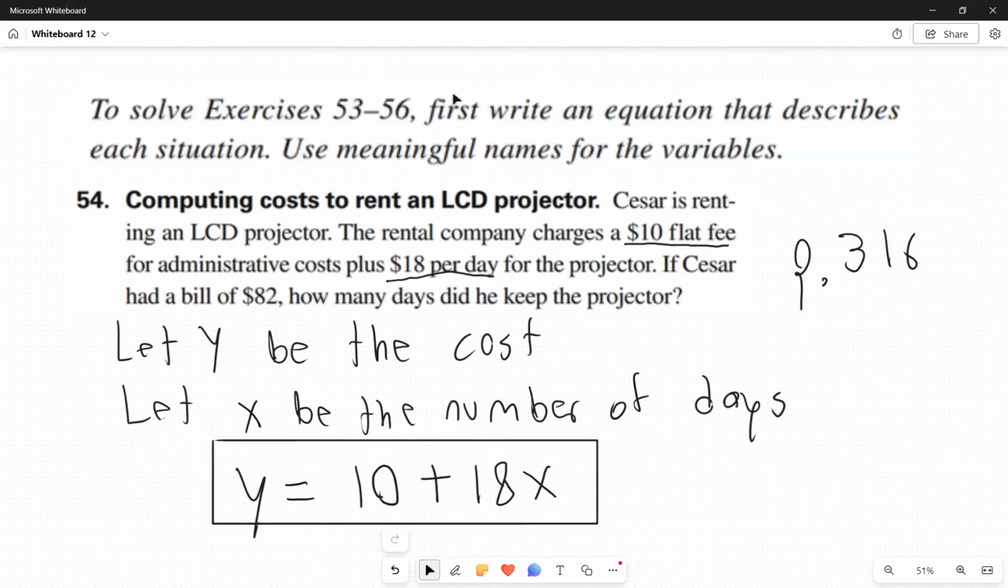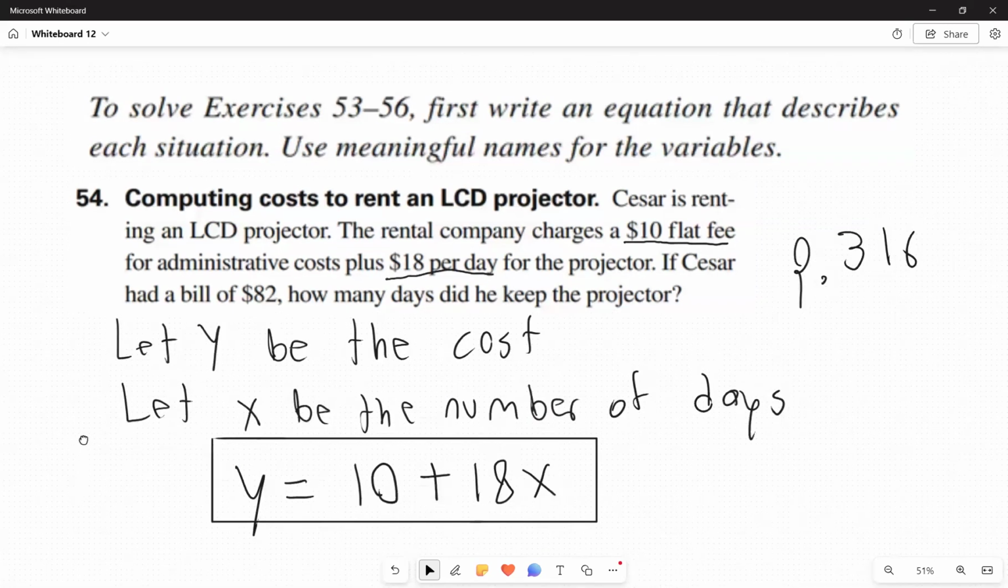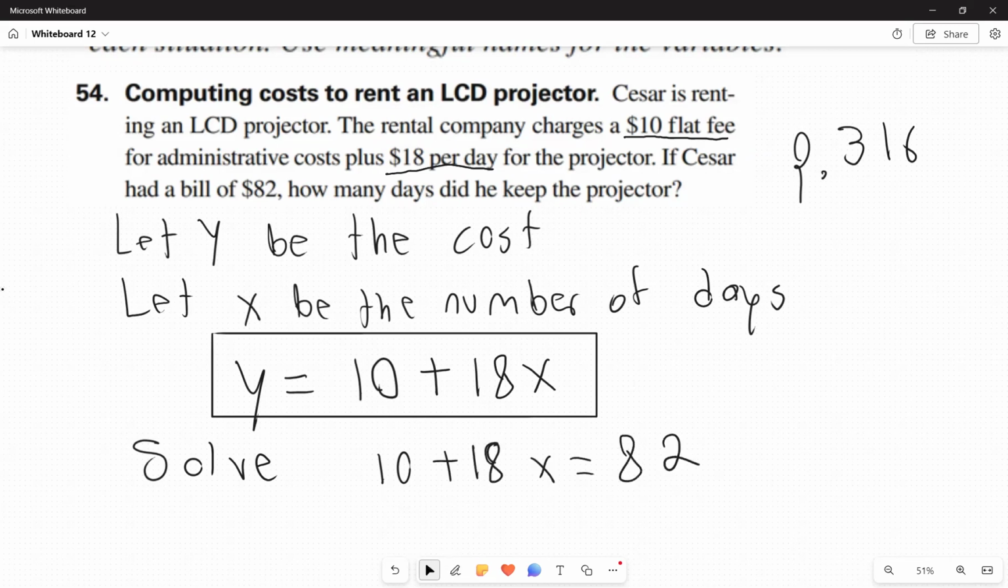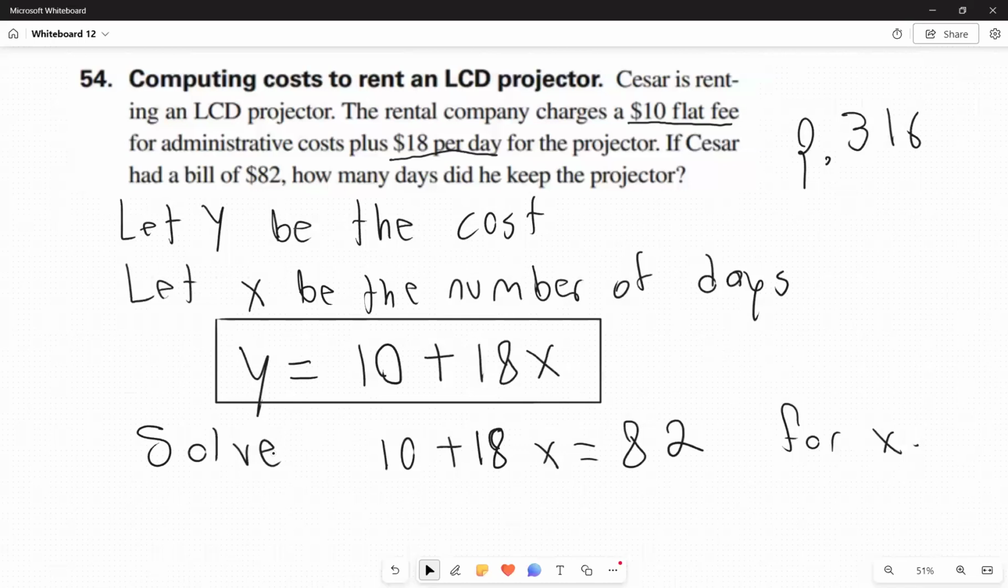And then if Cesar had a bill of $82, how many days did he keep the projector? We need to solve 10 plus 18x equals 82. So we're going to solve this for x. And that's a linear equation in one variable.